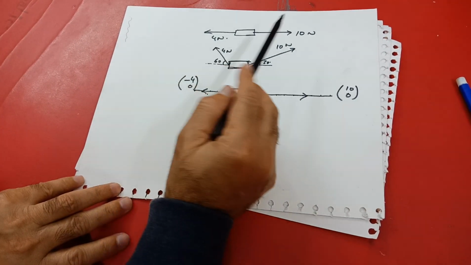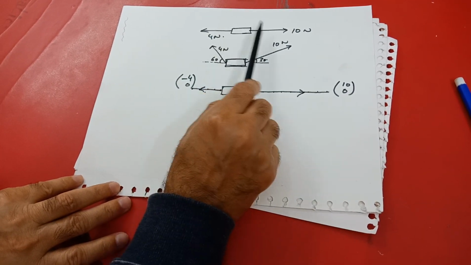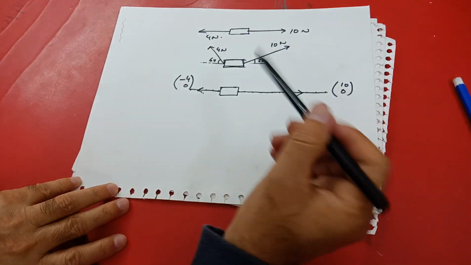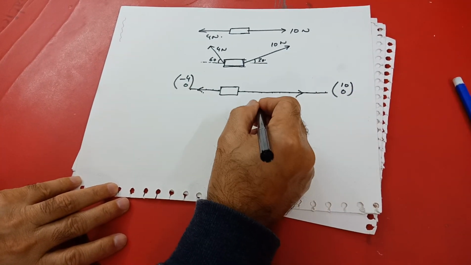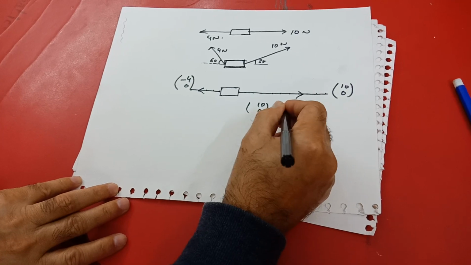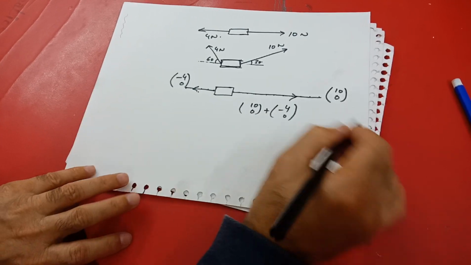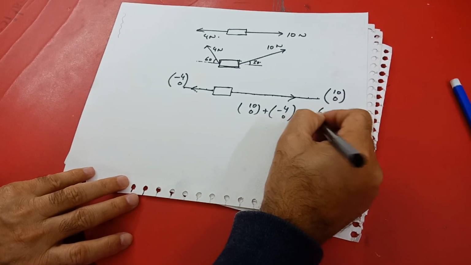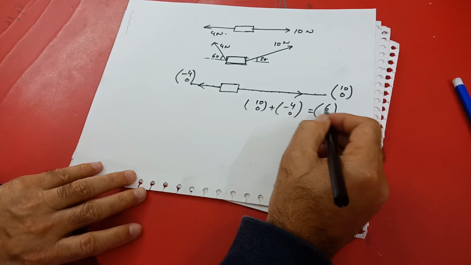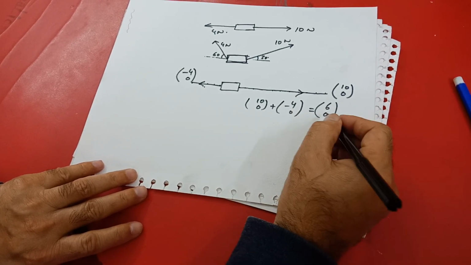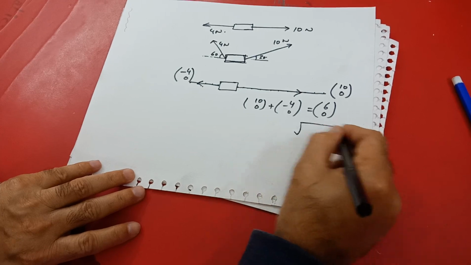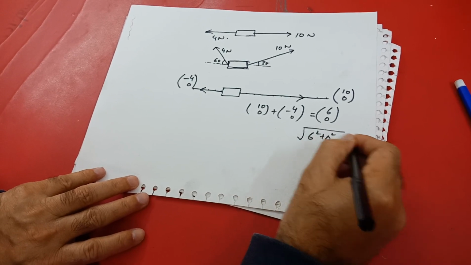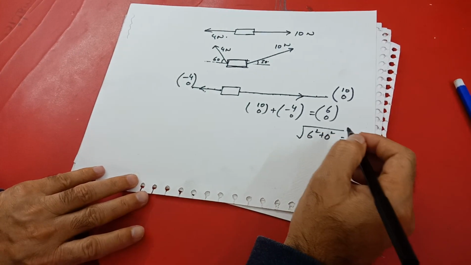Why did we have the resultant of these two forces as 6 newtons? The reason was that if you add these two vectors, you get (10, 0) plus (-4, 0), and that is going to be (6, 0). And we know that the magnitude of this (6, 0) is 6. If you just recall that, this is the square root of 6 squared plus 0 squared, so that is going to be 6 units.